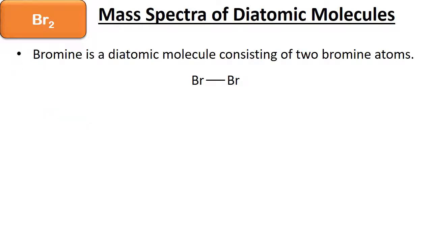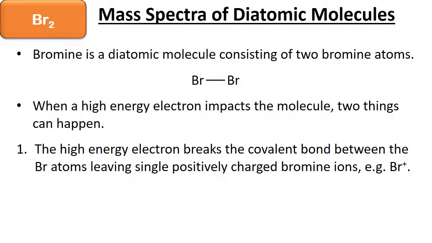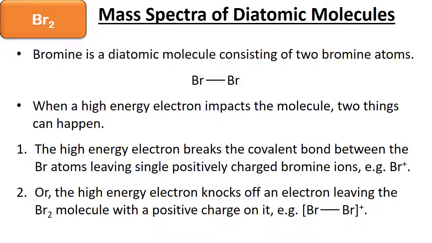This helps us because bromine being a diatomic molecule, we have got those two bromine atoms in there linked by a covalent bond. When we do electron impact ionisation, we get a high energy electron being emitted from an electron gun which hits the molecule. Two things can actually happen to that. The first one is that the high energy electron will break that covalent bond between the atoms and leave us with some positively charged bromine ions. The other thing that can happen is that it just knocks off an electron, leaving the bromine molecule still behind as a diatomic molecule with a positive charge on it.